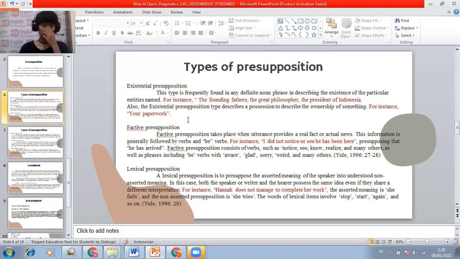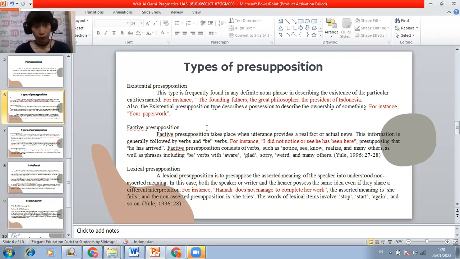Also, the existential presupposition type describes possessions, to describe the ownership of something. For instance, your paperwork. The paperwork is your paper. Your is the possession. Another example would be her paperwork's really good, which indicates the possession of something.